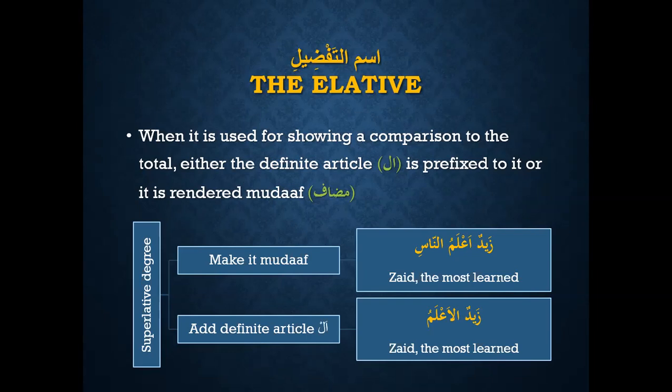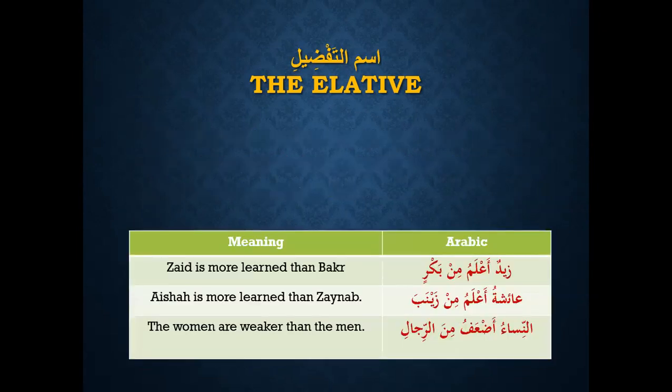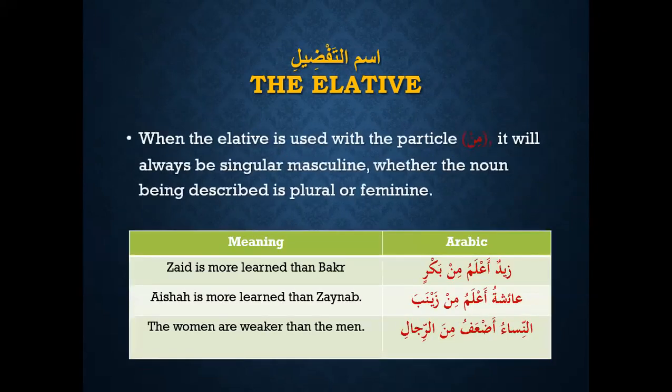The most. Or you could just say a'lamun nas. Mudaf mudaf ilayh. Zayd is a'lamun nas. Okay, so that is how you would make it into elative. So, example.